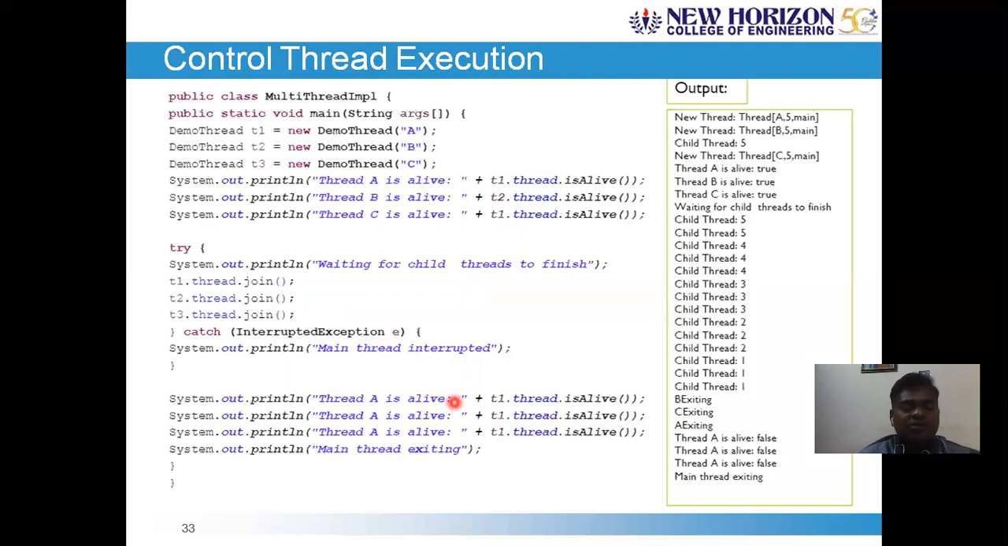Thread A is alive: T1 dot thread dot isAlive. T1 is your thread variable name, and thread dot isAlive. Similarly, you can do it for T2 and T3, and you can change it for B or C. And again, at the end, once T1, T2, and T3 complete their jobs, of course they terminate. Once a thread terminates, the isAlive method should return false.